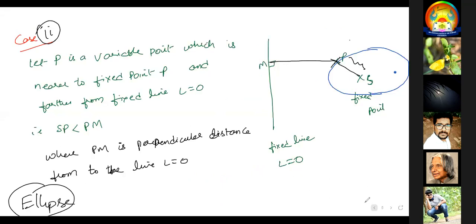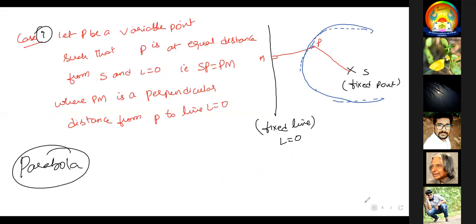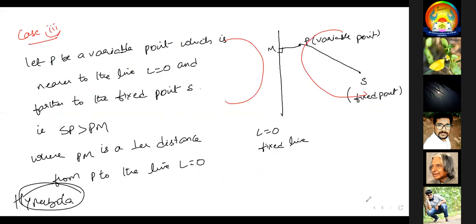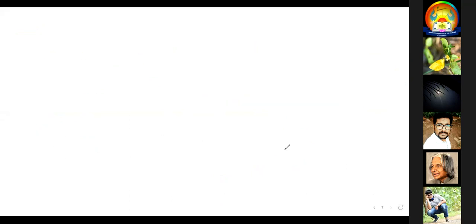Now I'm saying again. I think you people understood, I discussed very good theory on the board. One more take, a small review of what I discussed now. This is my theory about fixed point and fixed line.